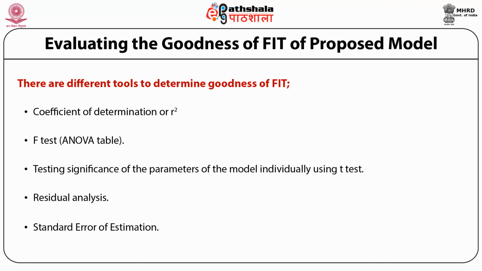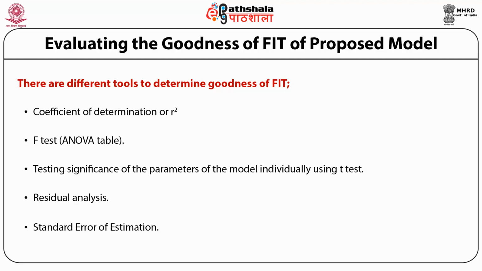So in the ANOVA table we can have the direct value of the F ratio, and if it is significant, it means the linear relationship between the dependent and independent variable is also significant. It means our overall goodness of the model is good.